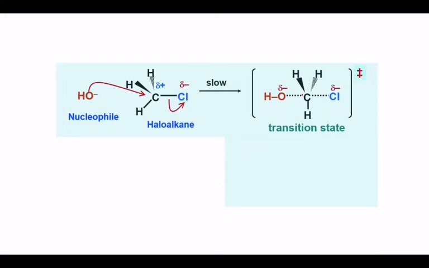So what happened at transition state? Formation of C-OH bond and breaking of C-Cl bond occur at the same time, and you have to put the symbol of transition state at this state and also with this bracket to show that it is an intermediate species and it is only temporary species before it form product.